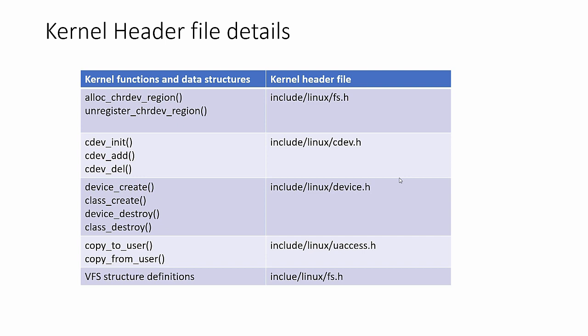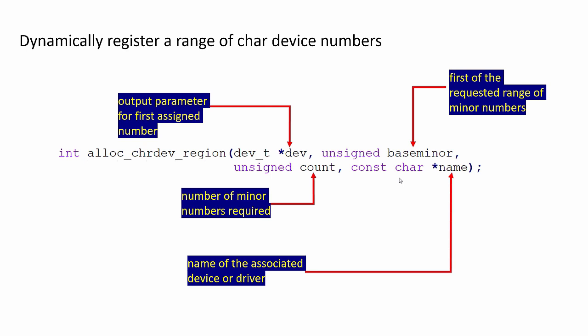Basically, for a character device, all these header files are very important, and it doesn't matter whether you use them or not. Please include fs.h, cdev.h, device.h, uaccess.h. This is basically for the copy_to_user and copy_from_user utilities. I will talk about these utilities later. And for the VFS structure definitions, also you should include fs.h. In the next lecture, let me explain how to use alloc_chrdev_region to dynamically create char device numbers.